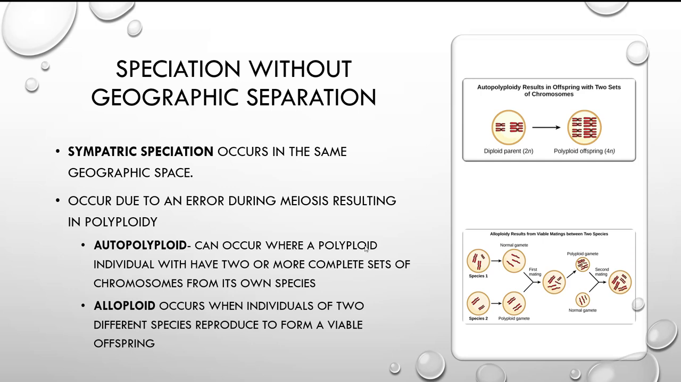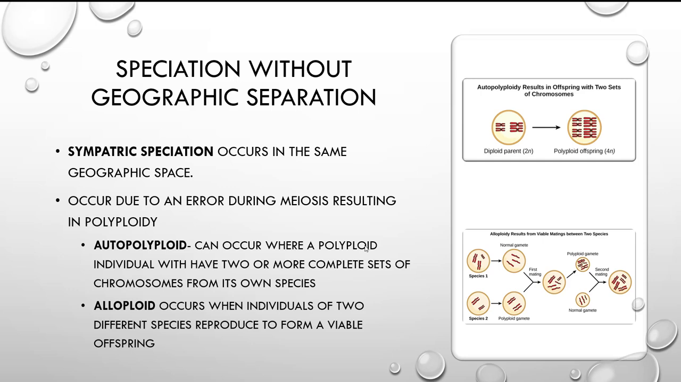So that's one type of speciation. And again, allopatric speciation is a type of speciation that takes a long time to occur. So it doesn't happen overnight. The other type of speciation occurs without geographic separation, and it's called sympatric speciation. Now this one occurs in the same geographic space, so it can actually occur really, really quickly.